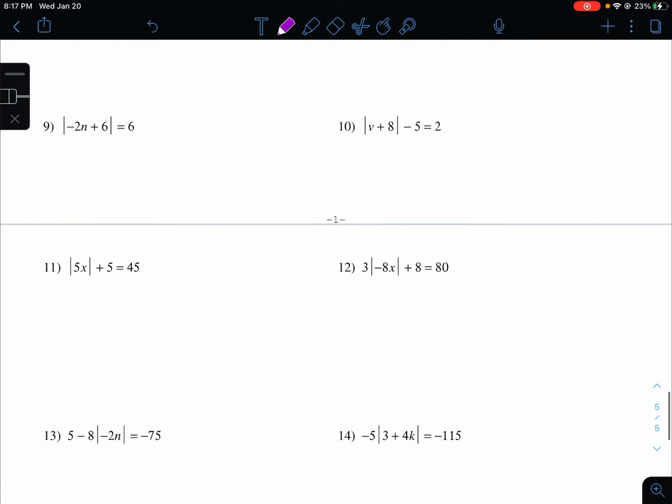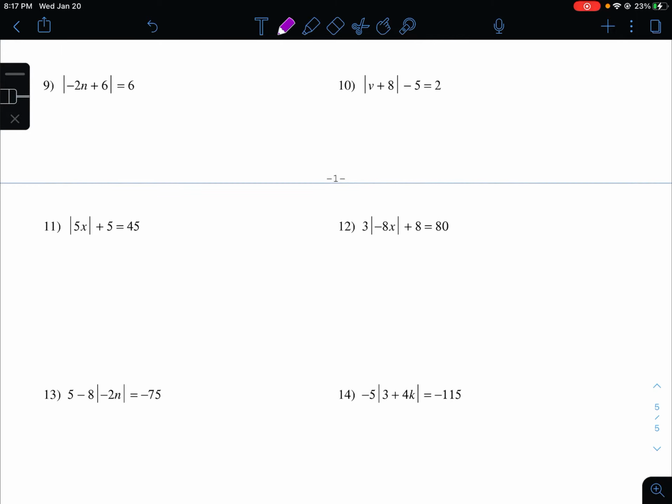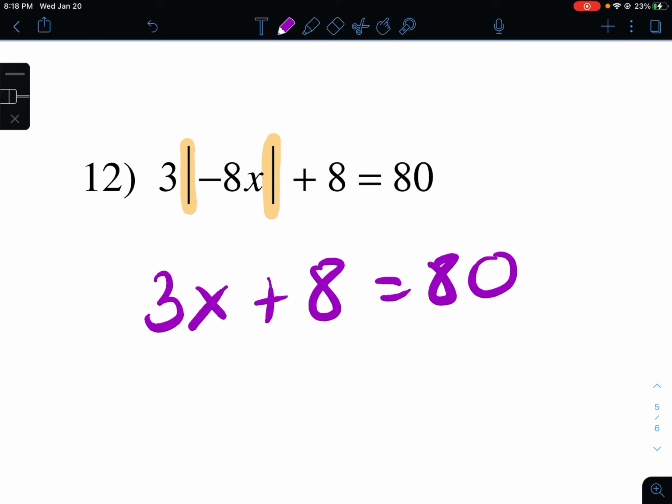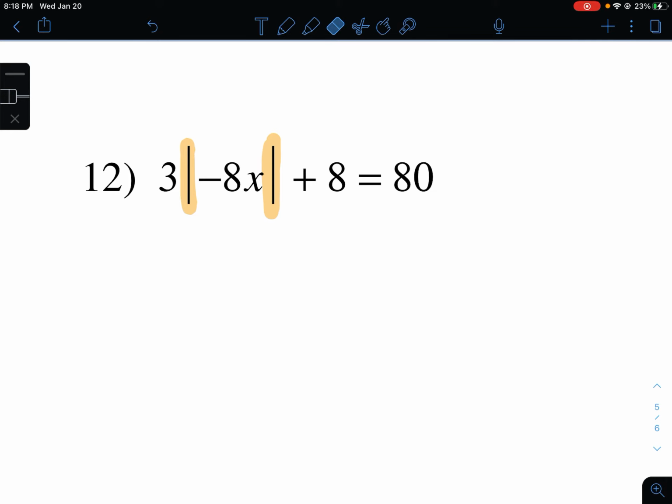Now let's try one where we have to isolate the absolute value. So let's try number 12. Keep in mind, we need to get this absolute value by itself. Think of it the same way as, let's say I had 3x plus 8 equals 80. What would be the first thing you would get rid of here? It would be the 8, right? So we're going to do the same thing here. We're going to get rid of the 8 first.